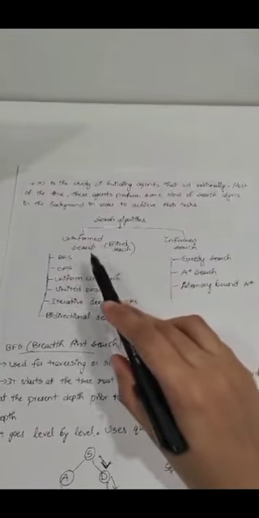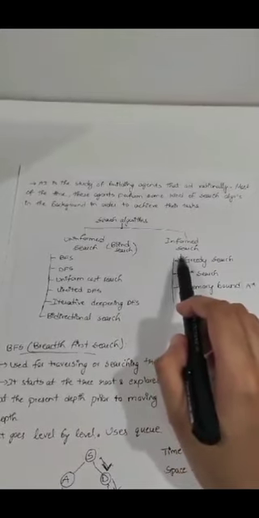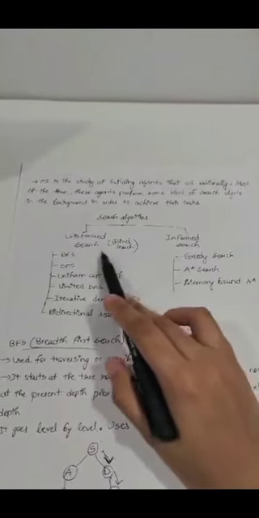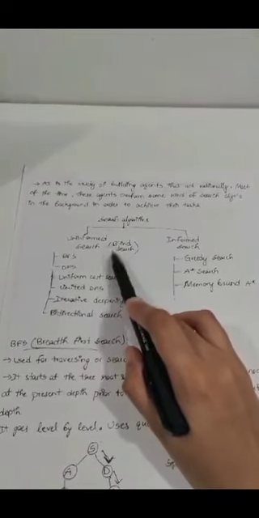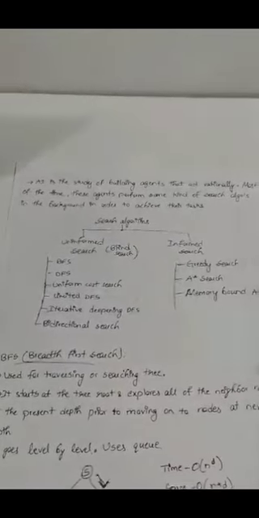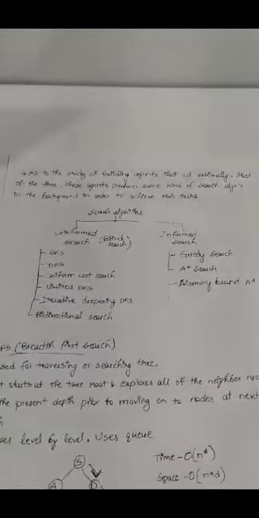So we have two major types of search algorithms: uninformed search and informed search. Uninformed search is also called blind search, because in uninformed search the agent doesn't have any background knowledge. It only takes the situation into consideration and works on it. But in informed search it has some background knowledge and works based on that.